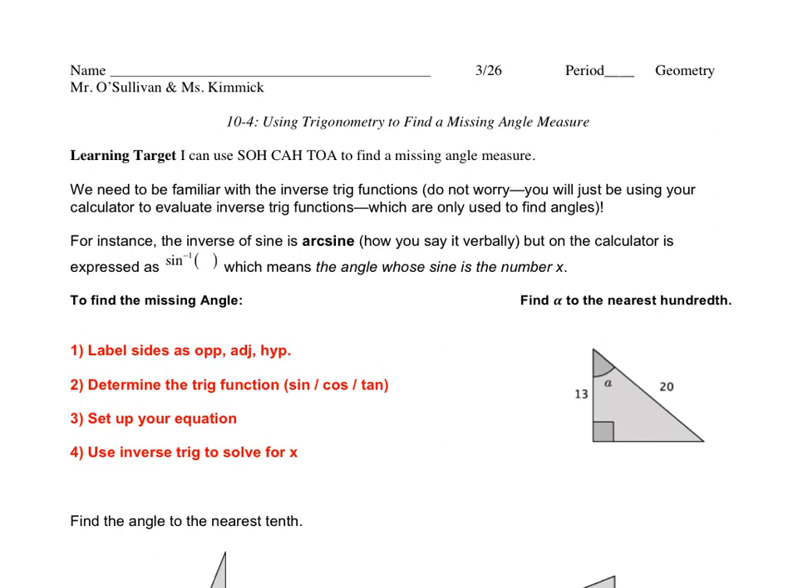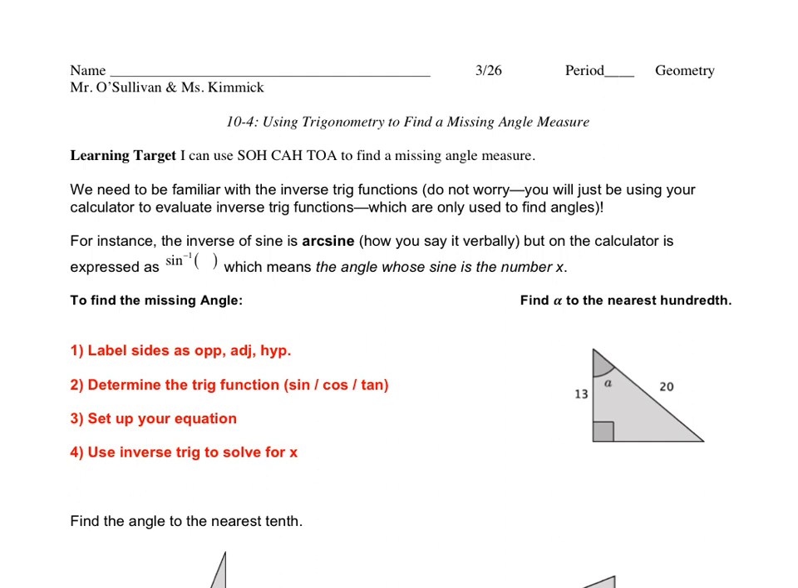So today's Thursday, we're going to be using trigonometry to find a missing angle measure. Yesterday we learned how to find missing side lengths using sine, cosine, and tangent. So today's learning target is: I can use SOHCAHTOA to find a missing angle measure.